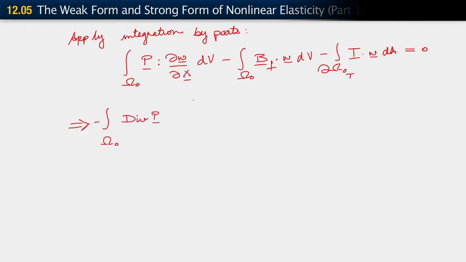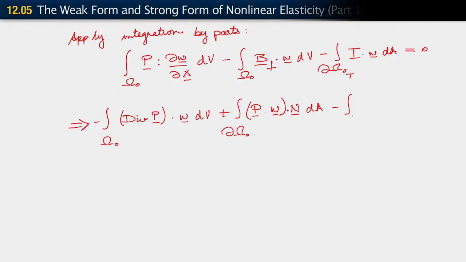divergence of P, okay, divergence of P dotted with W dV plus integral over the boundary of the domain of P dotted with P acting upon W, the whole dotted with N dA. Okay? The other terms just come along for the ride.